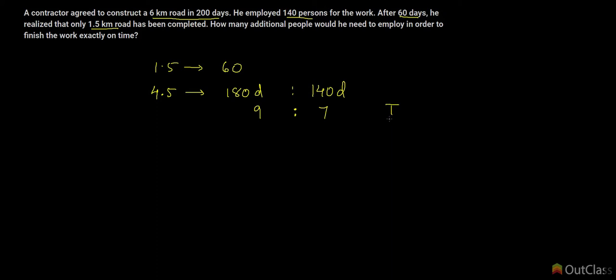Now, for the same amount of work, time and speed are inversely proportional. So if you want to reduce the time to 7 by 9, then you have to increase the speed to 9 by 7th of the original speed. And speed is basically proportional to the number of people employed. So if you had 140 people who are doing 7 speed, to do 9 speed, you need 180 people, which is an extra 40 people that should be hired. 40 is your required answer.